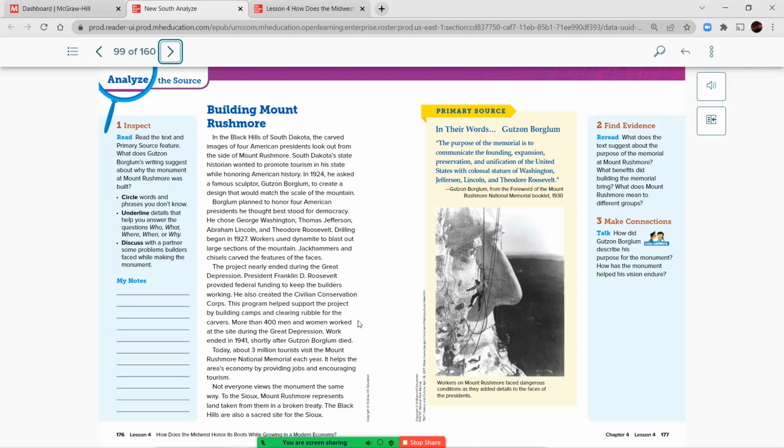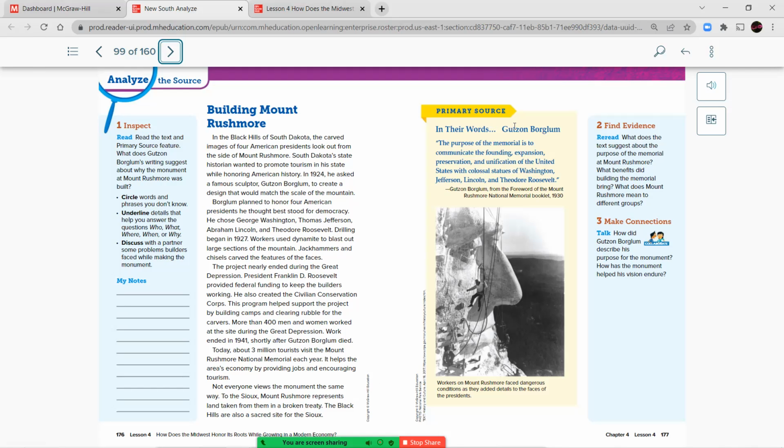Today, about 3 million tourists visit Mount Rushmore National Memorial each year. It helps the area's economy by providing jobs and encouraging tourism. Not everyone views the monument the same way. To the Sioux, Mount Rushmore represents land taken from them in a broken treaty. The Black Hills are also a sacred site for the Sioux.